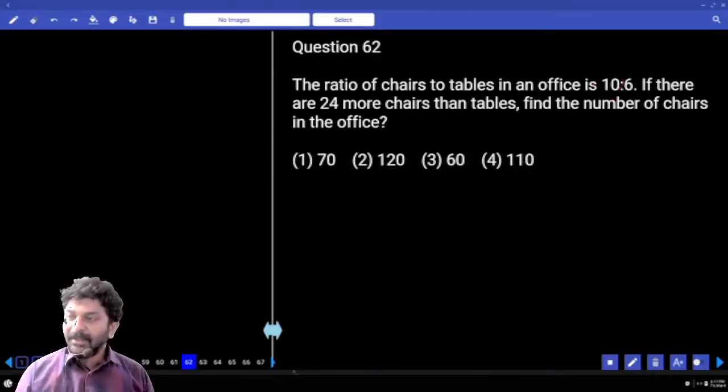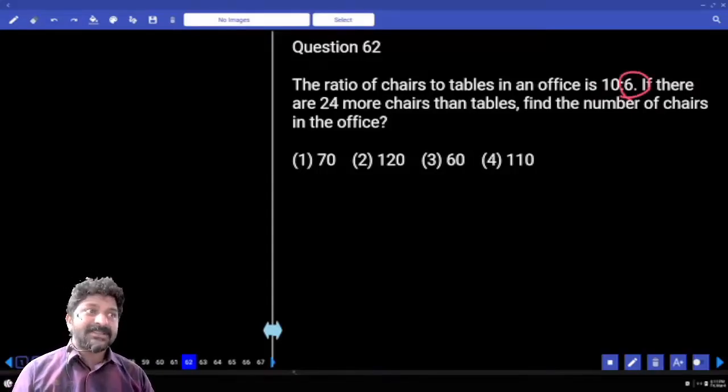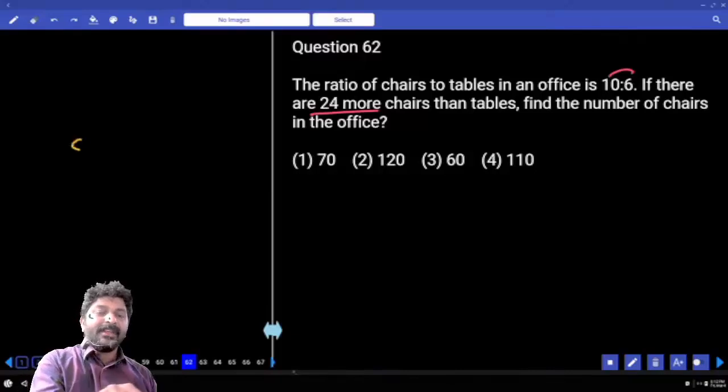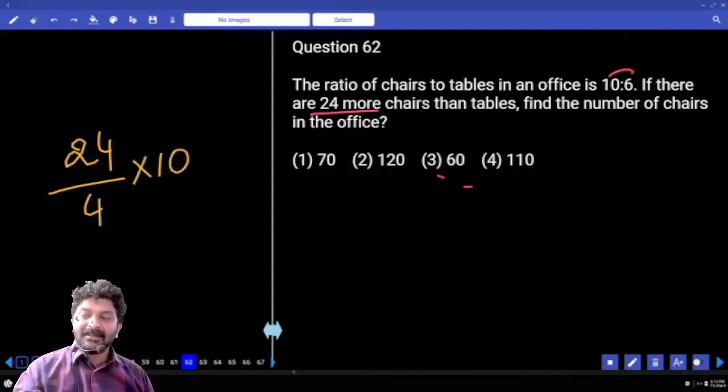Okay. How many tables are there? How many chairs are there? 10 parts. Correct. Difference in terms of parts, which is equal to 24 only. Then 1 part is equal to 24 by 4. When we want to calculate chairs, that is 10 parts, that is into 10 only. Answer 60.